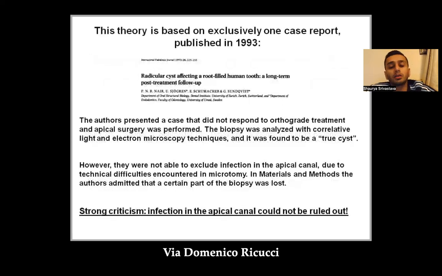Okay, and the reason why we diagnose cysts based on corticated margins comes from one paper, which is a case report from 1993 done by Nair and Sjögren. When they did the surgical excision, they never looked at the quality of the endo that was done. So they could not rule out that there was a failure just based on the fact that the endo was not done well enough, or if there was bacteria in the canal. Okay, so everything that we read in textbooks about cysts and radiographs, corticated margins, comes from this study, which is a case report, which does not have a good hierarchy of evidence.